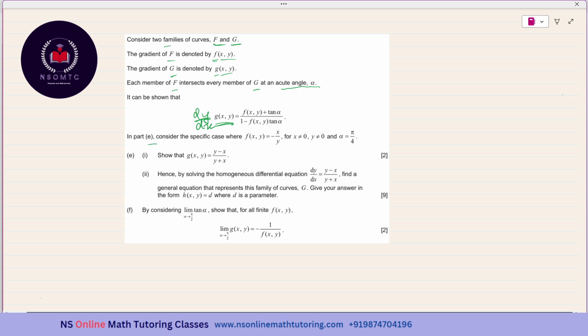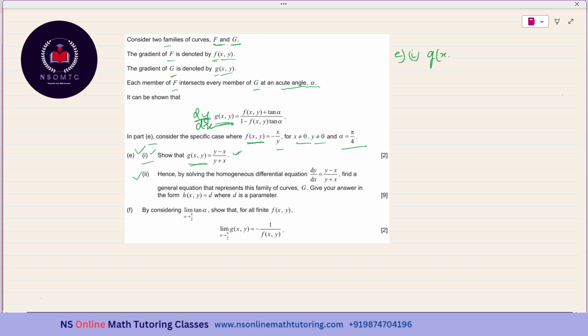In subpart E, consider the specific case where this gradient function f is equal to negative x over y for x not equal to 0, y not equal to 0, and alpha equal to pi over 4. Subpart E is having two further subparts. The first question is: show that g of x comma y, that is the dy by dx, is equal to y minus x over y plus x. Okay, so let me start from this point, E and i.